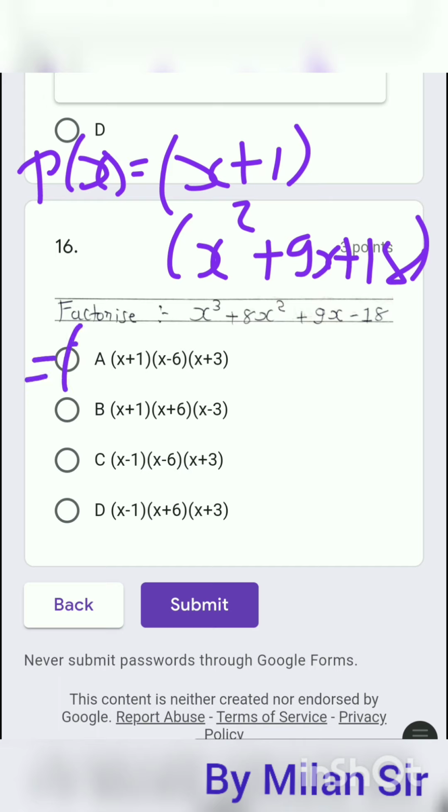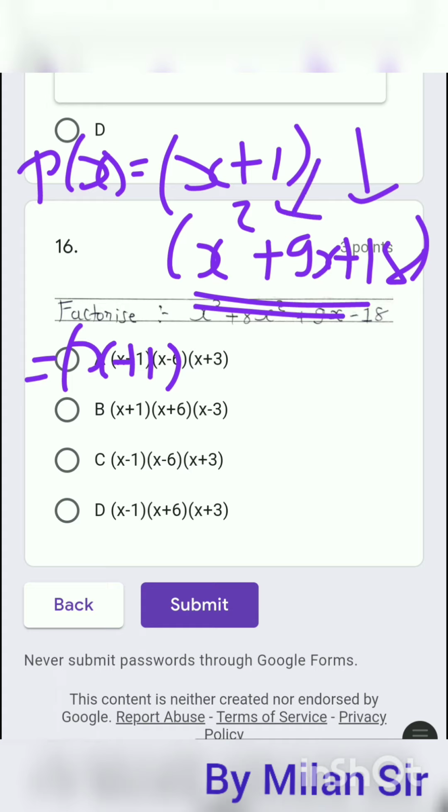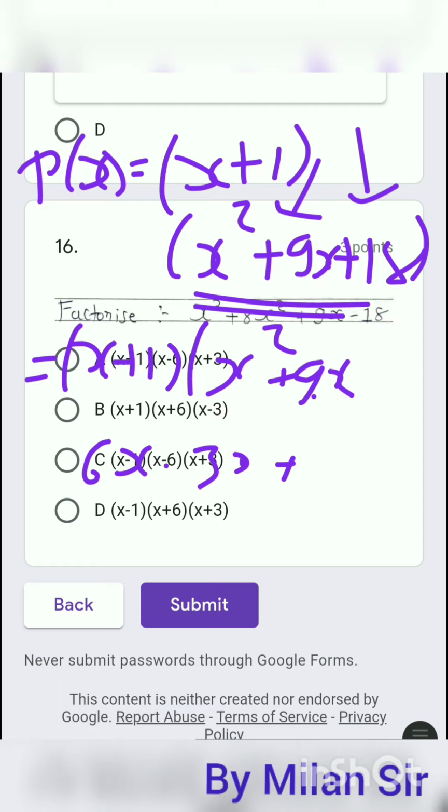Now one factor we already know. Now we need to factorize this, so again we can use middle term splitting. The constant term is 18, so we need to factorize 18, and we want the sum 9, so our two factors are 6 and 3. Our last term has a positive sign, so we give the same sign to both factors, and the middle term sign is positive, so we give the positive sign.